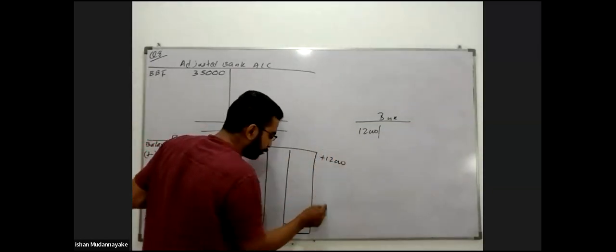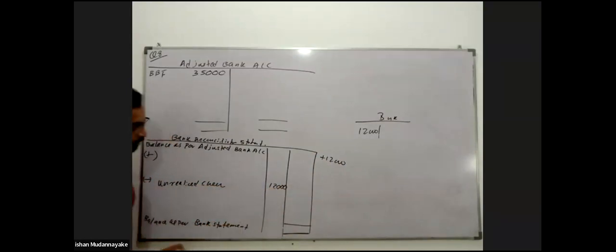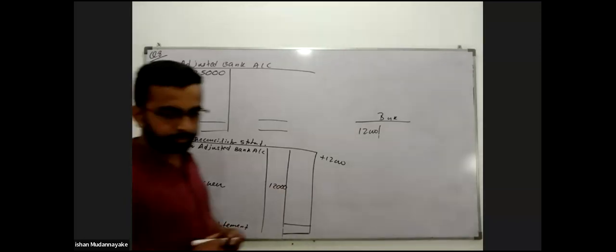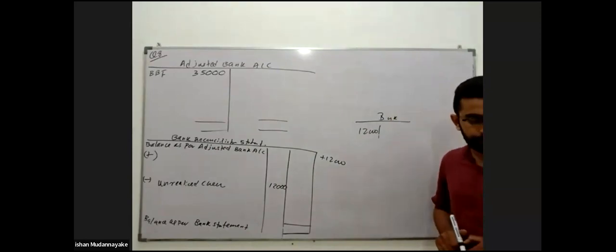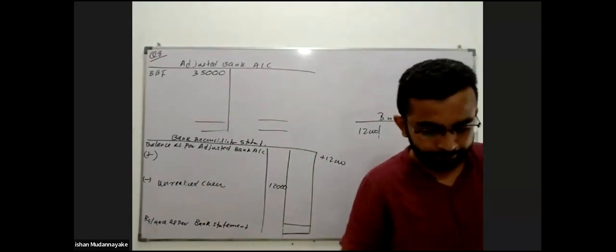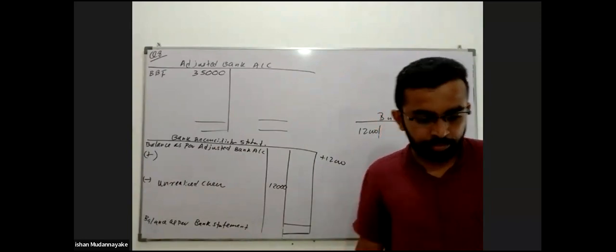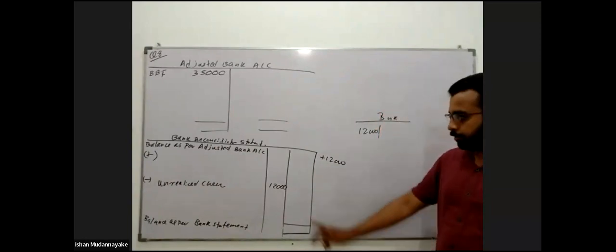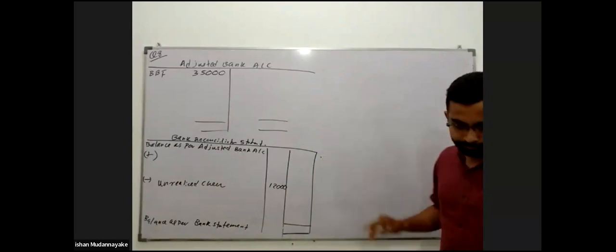Then that 12,000 you need to deduct. Unrealized check 12,000 you need to deduct. Okay, then finally try. Okay, then unrealized 12,000 you need to deduct. Yes. Right.